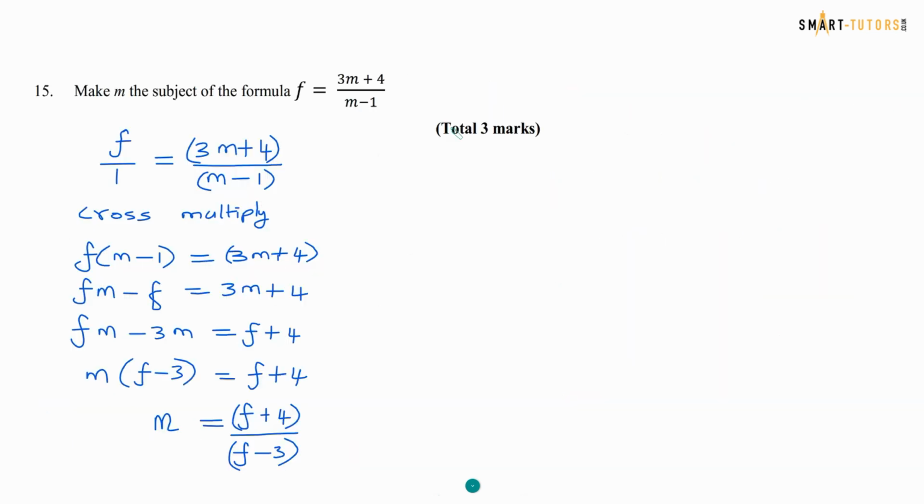Question number 15. Make m the subject. Cross multiply, and f times m is fm minus f, and bring every m to one side. So fm minus 3m. Factorize the m. So m times f minus 3 equals f plus 4. Then f plus 4 divided by f minus 3 is the answer.